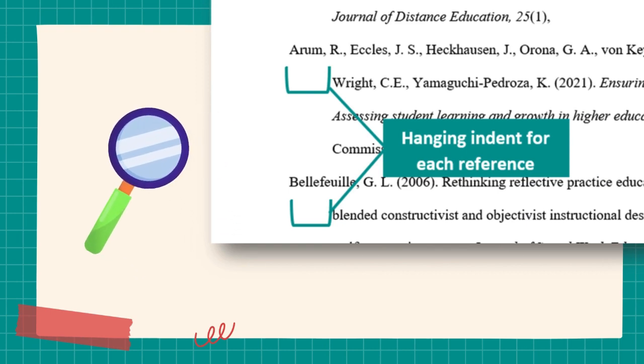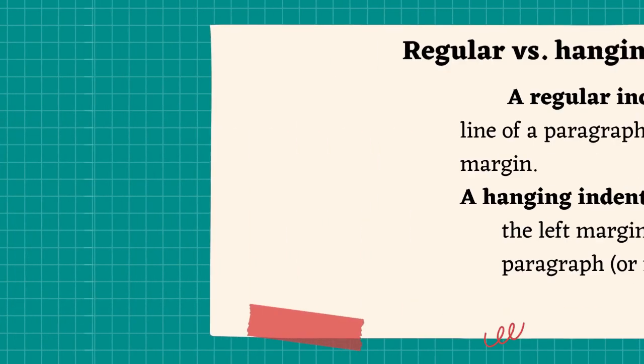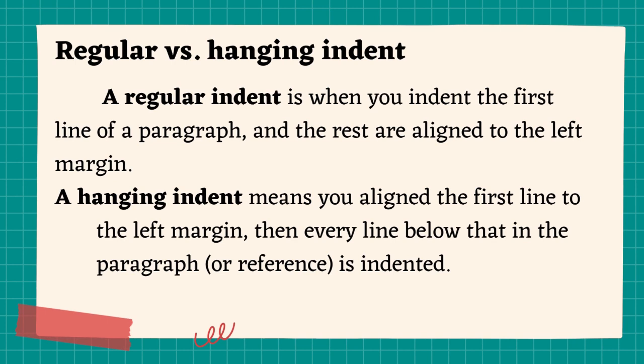Let's talk for a moment about the differences between regular versus hanging indent. A regular indent is what you do in the body of your paper where the first line of the paragraph is indented. A hanging indent is when you align the first line to the left margin and every line below it is indented. Now, you'll see on the references page, you have to do a hanging indent.